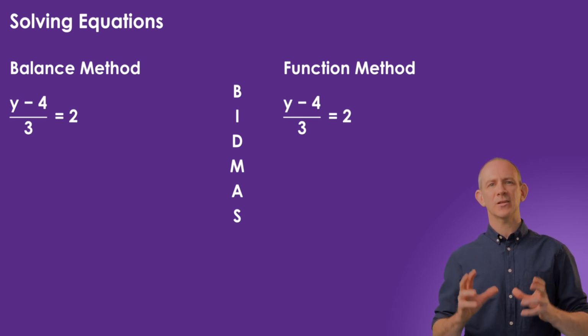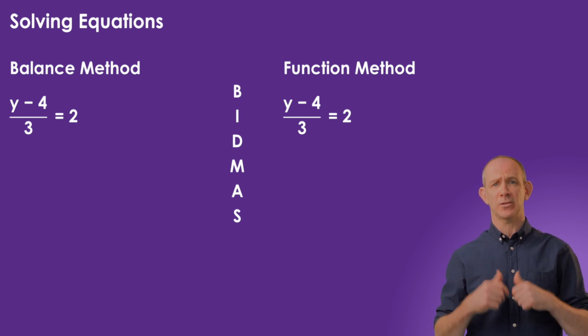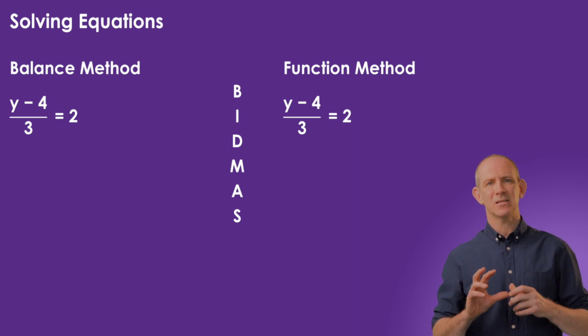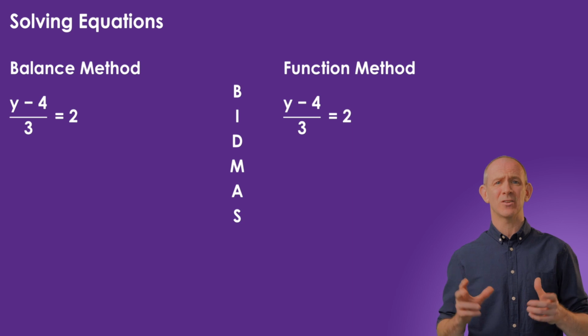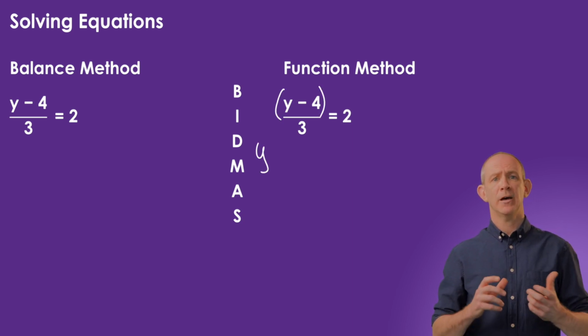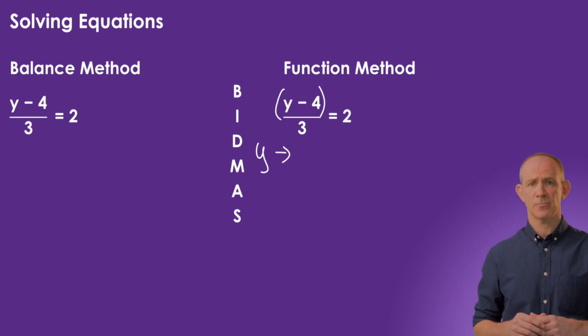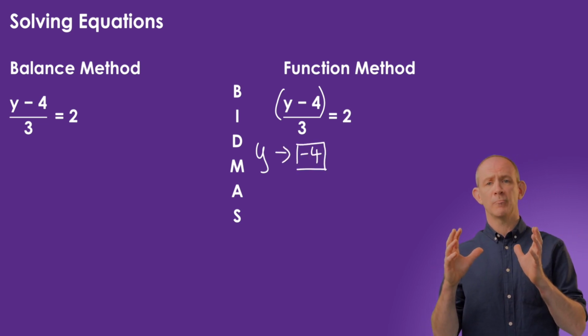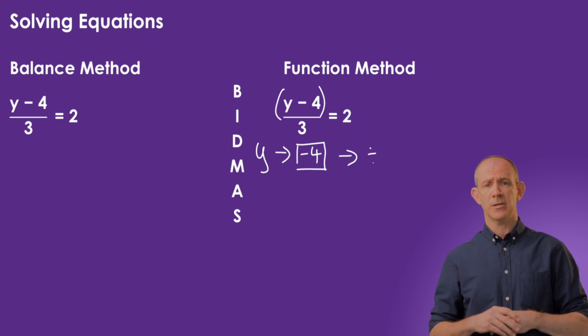We consider that everything that's on the top of the fraction is being divided by the denominator. So it's easiest in this situation to consider that everything that is a numerator as being in brackets. Again, we'll use the function method first. So if we think of the y minus 4 as being in brackets, we'll put those in.